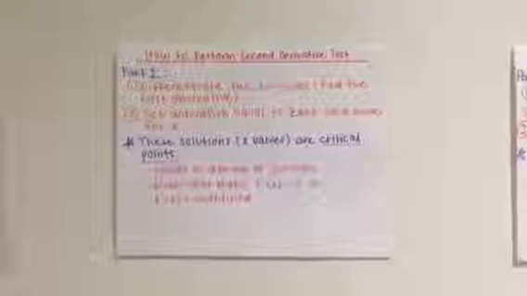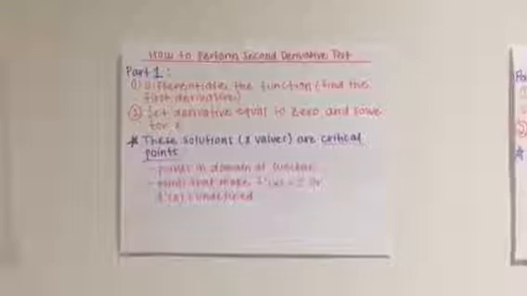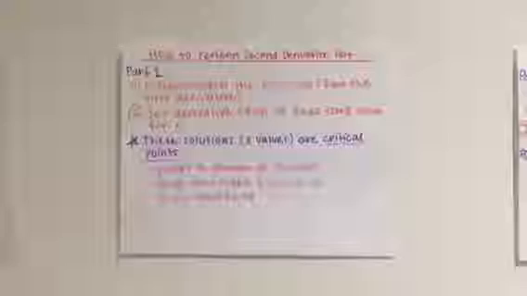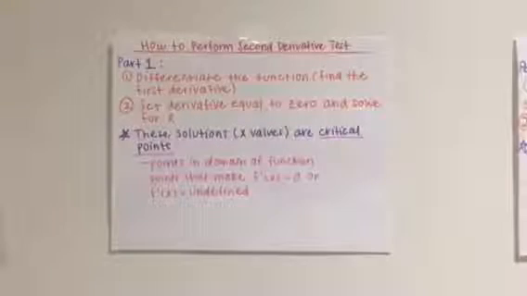So next we're going to actually demonstrate the process of the second derivative test, which is split into two parts. Part 1 is to differentiate the function or find the first derivative. After this, if possible, you want to factor the first derivative, after which you'll set the derivative equal to 0 and solve for x. These solutions, or x values, are called critical points. Critical points have two criteria. The critical point must be in the domain of the function, and the critical point has to make f prime of x equal to 0 or f prime of x undefined.